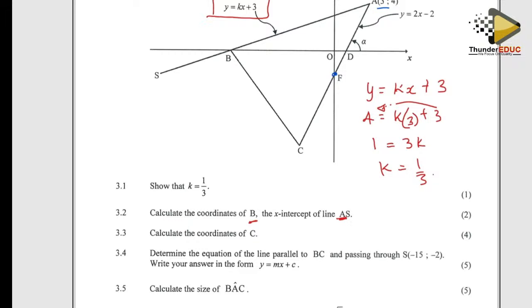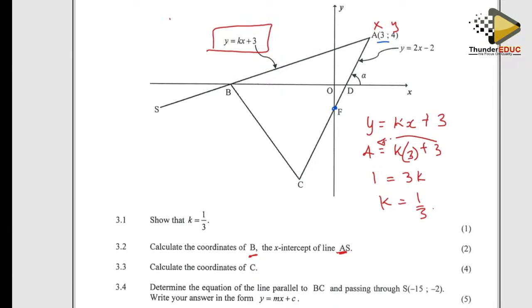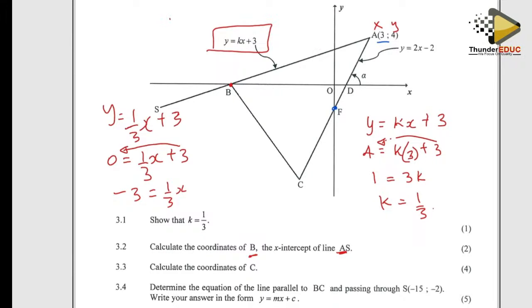Then they want us to get the coordinates of B, which is the x-intercept of line AS. So we know that since our K is a third, the equation is going to be y is equal to 1/3x plus 3. Okay, but at the x-axis, y is always 0. So where there is y, I'll replace a 0. I have 0 equals 1/3x plus 3. Transpose the 3 to that side. Negative 3 is equal to 1/3x. Multiply both sides by 3. So x becomes -9. So the coordinates of B are going to be (-9, 0).